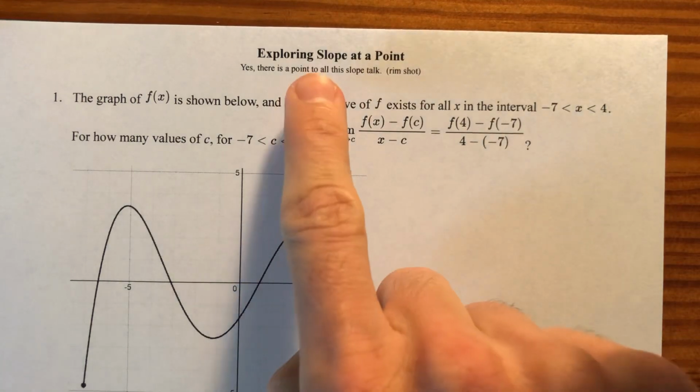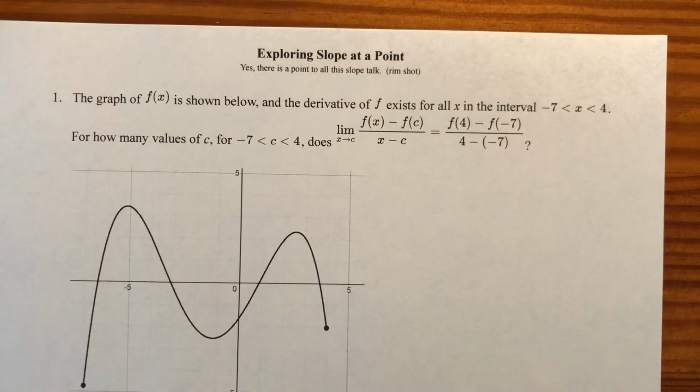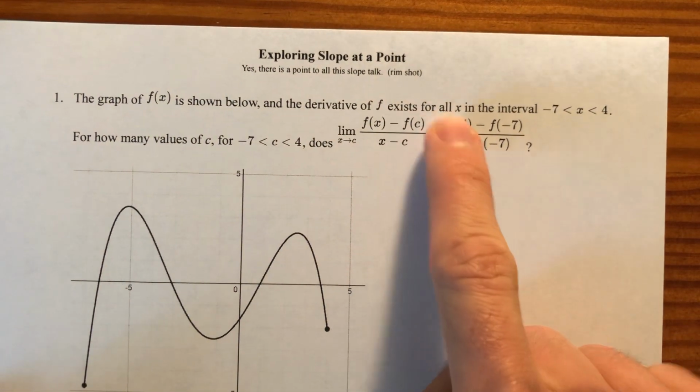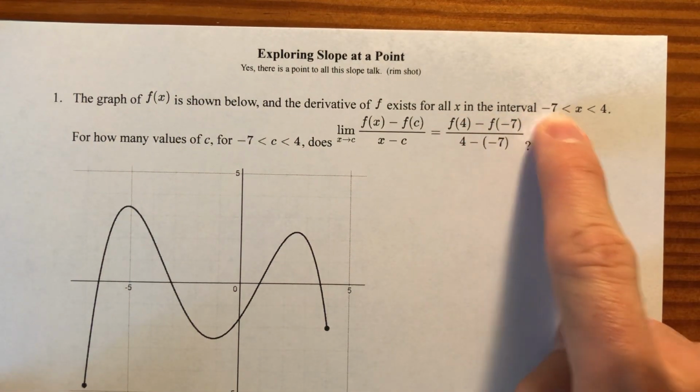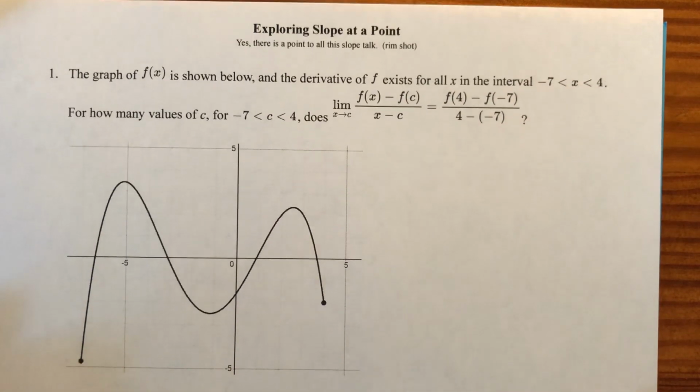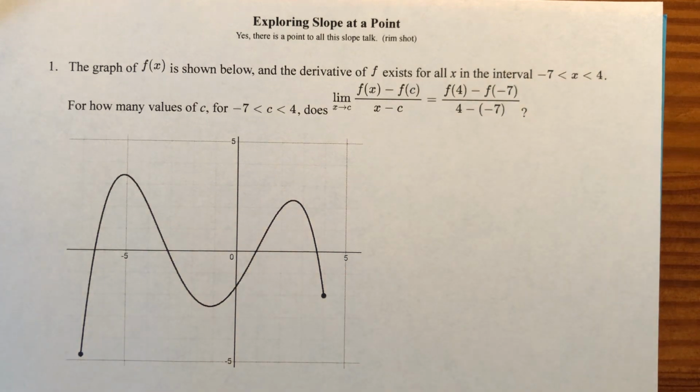Well, there's a point to all this slope talk. The graph of f is shown below, and the derivative of f exists for all x in the interval from -7 to 4. Okay, let me just talk about what just happened. Not that much happened, but I snuck something in, and I just want to point it out.